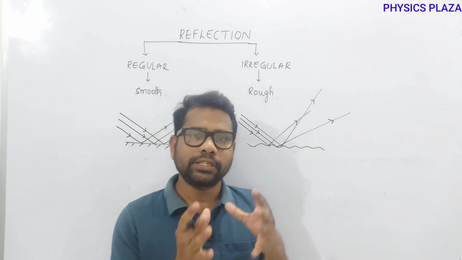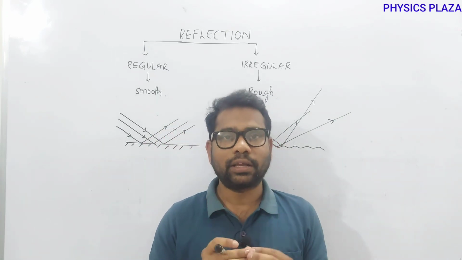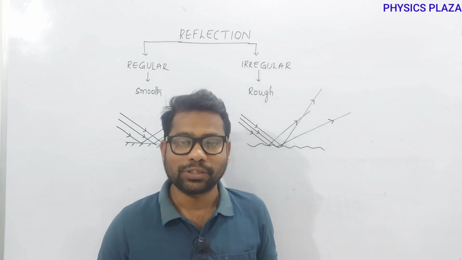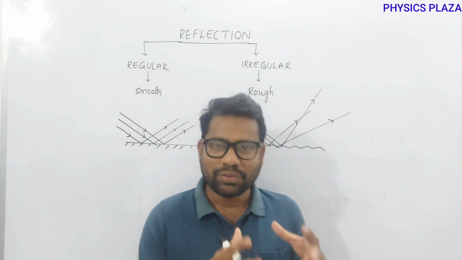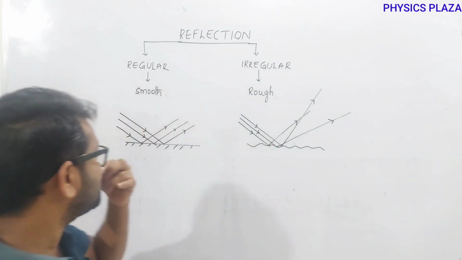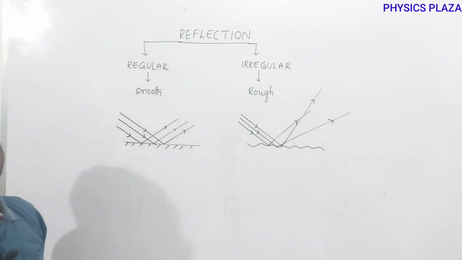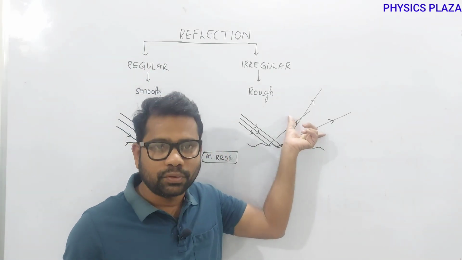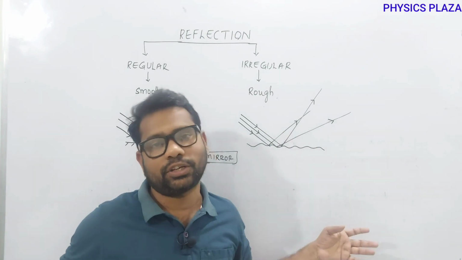Children, whether it is a regular reflection or an irregular reflection, the laws of reflection hold good. And you may get one doubt, sir, what are the laws of reflection? Yes, we will see that also. So this is what types of reflection are. This is also called diffused light, which is spread in all directions.